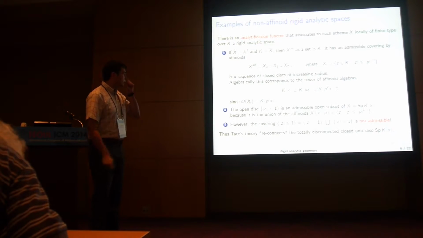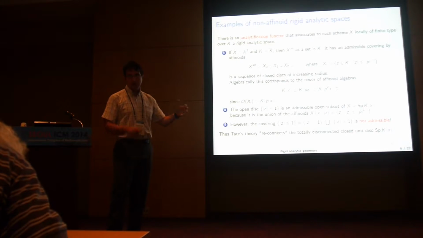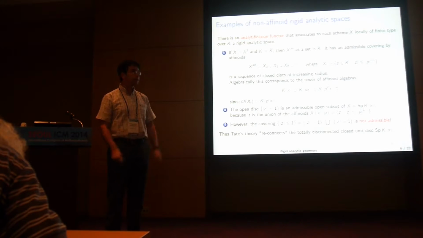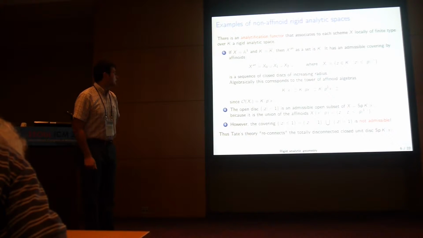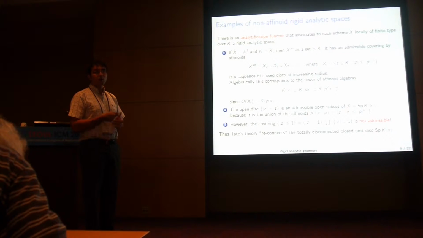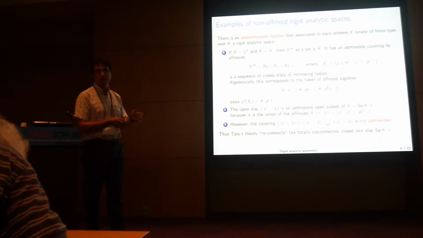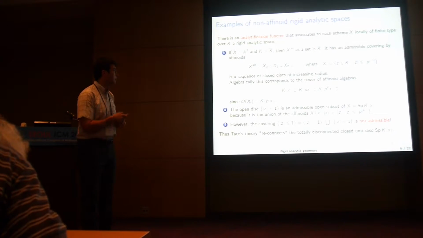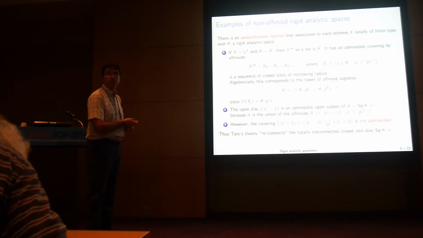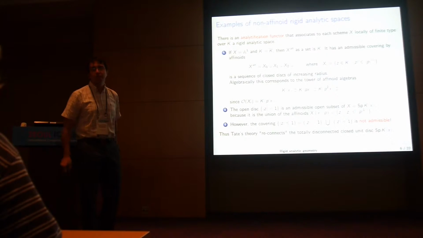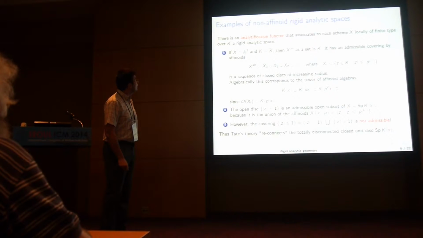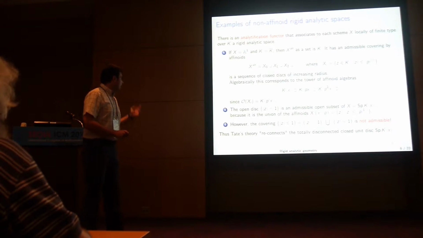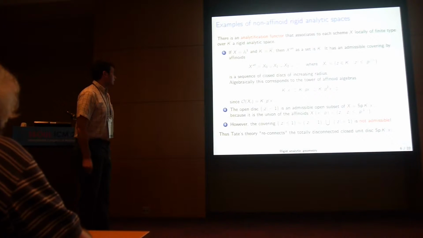And then you might object: if you've got the open disk and the rim as well, haven't you contradicted the fact that the closed disk is supposed to be connected, morally? Well, no. If you look at the definition of admissible covering, it turns out that this covering is not admissible. I don't want to go into much detail. This is classical rigid spaces. It somehow reconnects the totally disconnected closed unit disk.